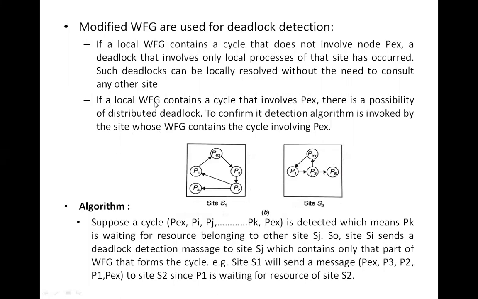But if a local WFG contains a cycle that involves PEX, as you can see here, then there is a possibility of distributed deadlock. It may be possible that there is a deadlock. So to confirm it, the detection algorithm is invoked by the site whose WFG contains the cycle involving PEX.